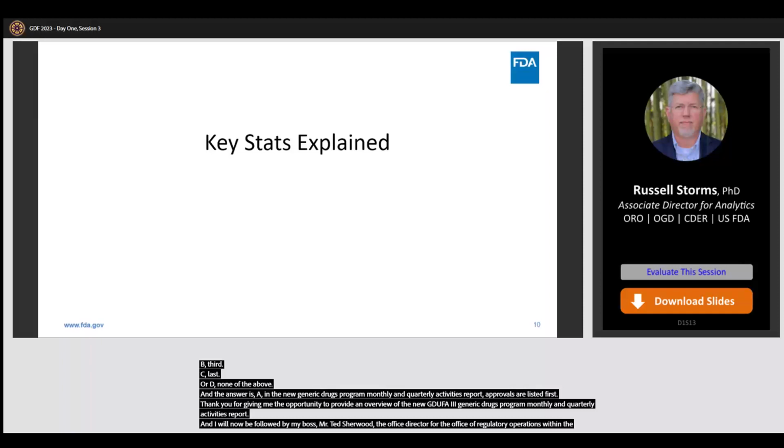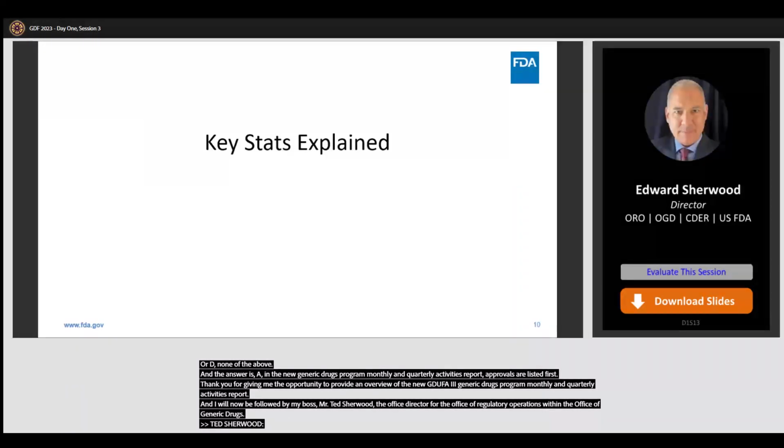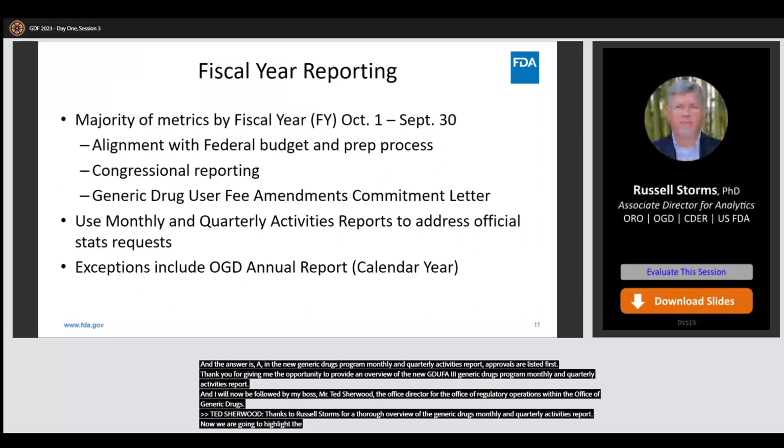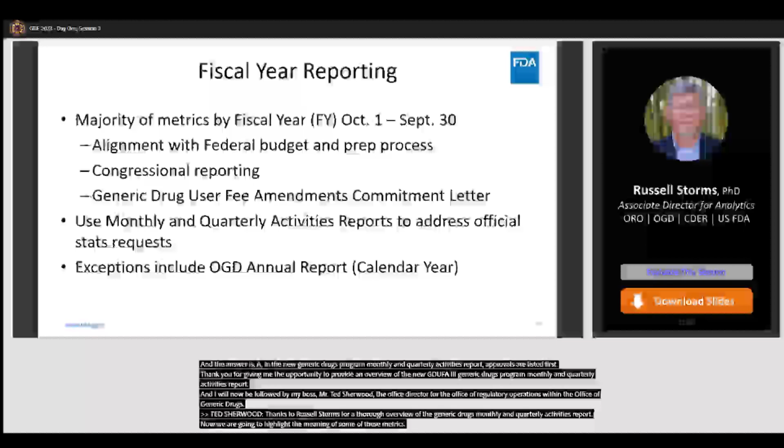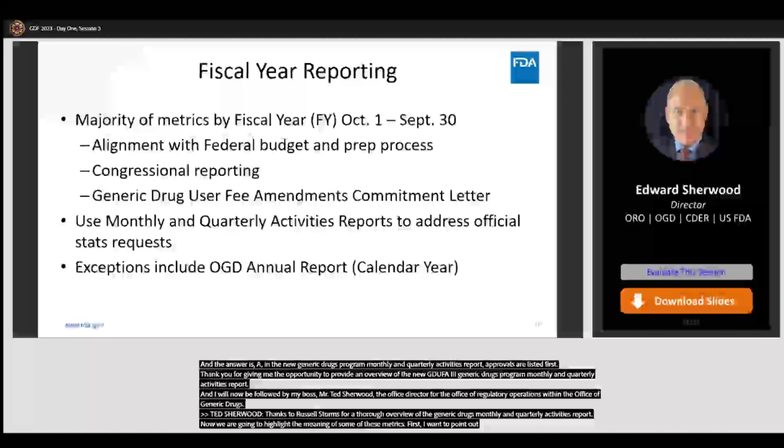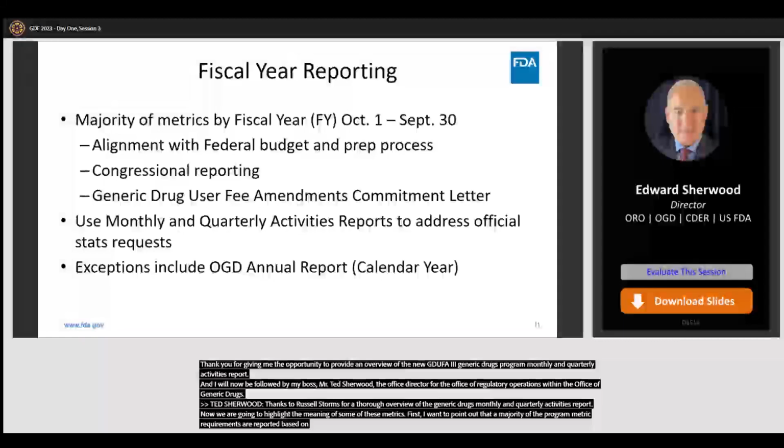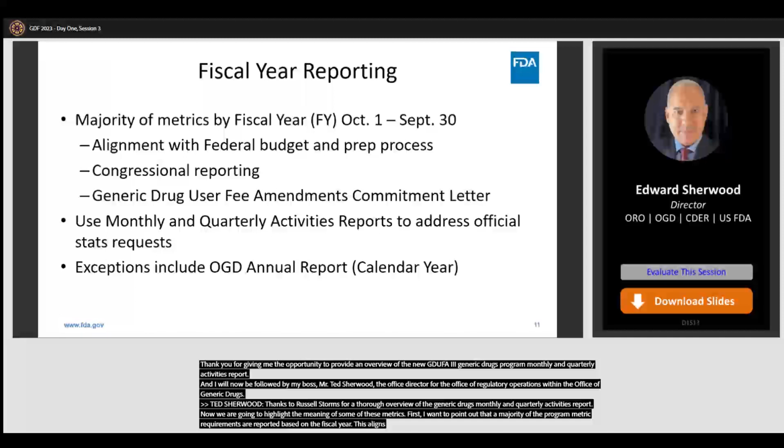Thanks to Russell Storms for a thorough overview of the Generic Drugs Monthly and Quarterly Activities Report. Now we are going to highlight the meaning of some of these metrics. First, I want to point out that a majority of the program metric requirements are reported based on the fiscal year. This aligns with budget preparation, justifications, etc., congressional reporting, and the GDUFA commitment letter.